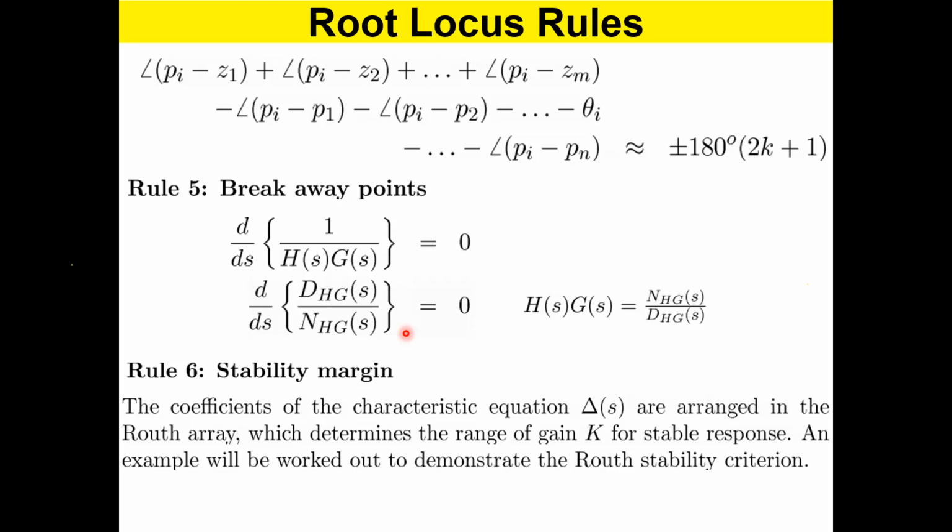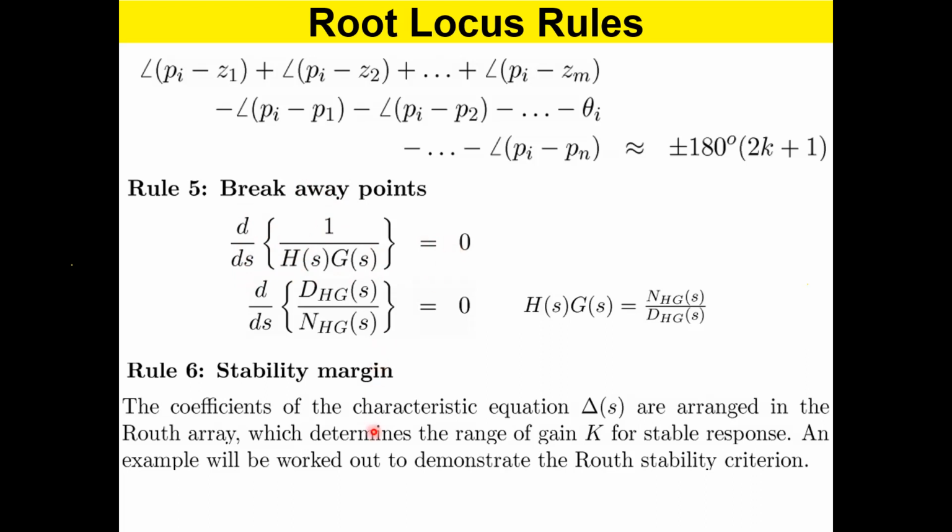How do I know that? If I know there is a meeting point, I use this equation, 1 over H(S)G(S) differentiated with respect to S equals 0. Okay, so do that. Again, the proof can be found in undergrad books. Then you can calculate and find out where these poles meet up with each other.